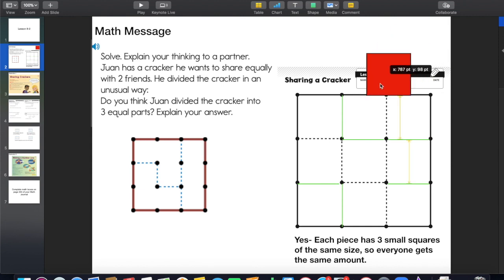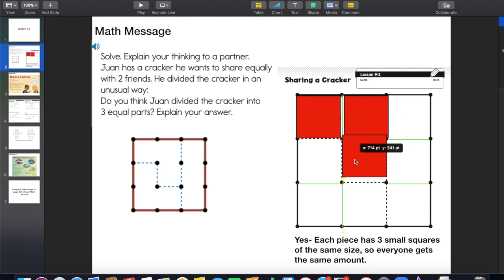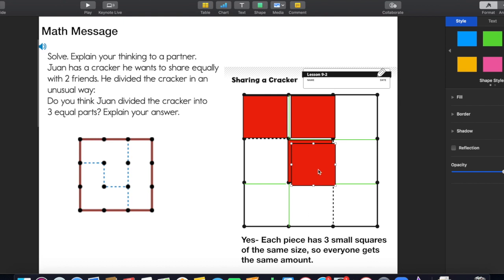And then I start to notice that each piece, so this is one person's share here, I'm going to make it red, is made up of 3 small squares of the same size. And then I notice that this person's share is made up of 3 more squares, and those are the same size. So if this share is 3 squares of the same size, which is this share, which is 3 squares of the same size, let's check what fits in the other person's share.